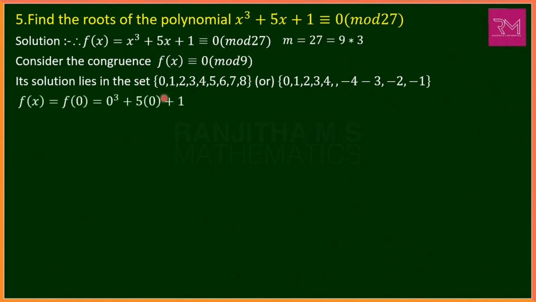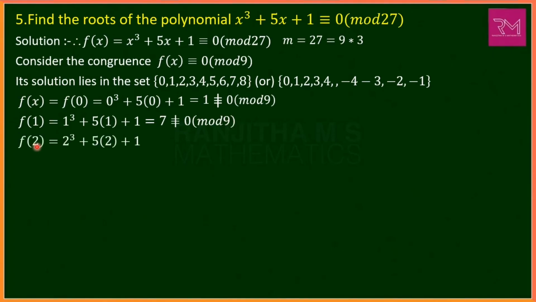Therefore, substitute x values from this set. If you substitute x as 0, this becomes 0 cube plus 5 into 0 plus 1. This value is 1. So, we can conclude that 1 is not congruent to 0 mod 9. This is because 9 does not divide 1. Therefore, we substitute x is equal to 1. 1 cube plus 5 into 1 plus 1. We get 1 plus 5 plus 1, which is 7. So 7 is not congruent to 0 mod 9 because 9 does not divide 7.